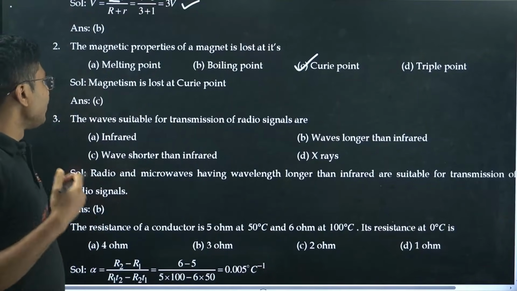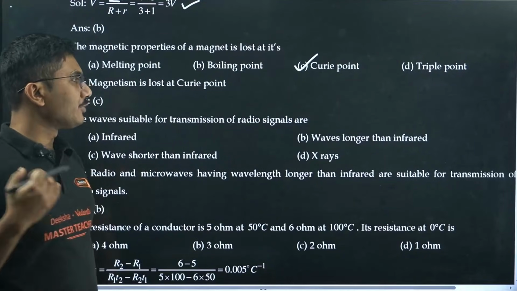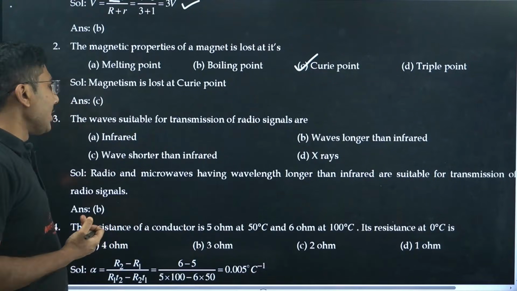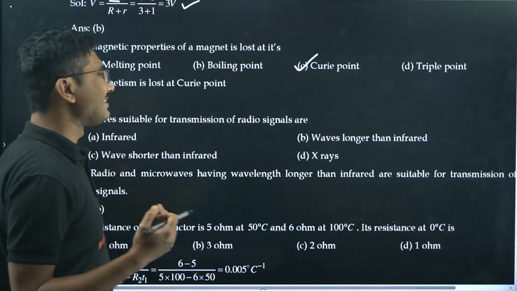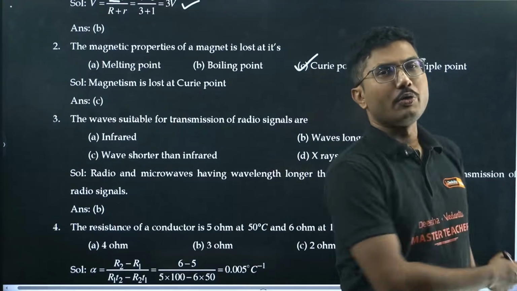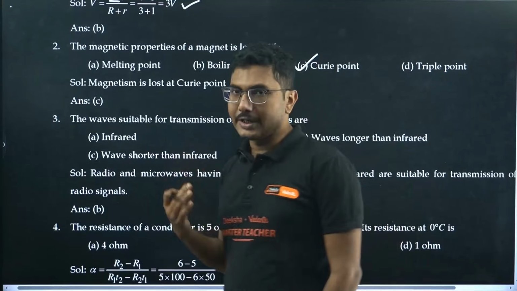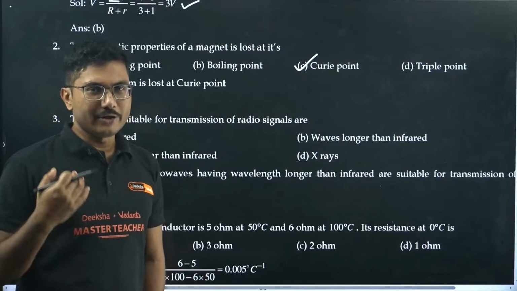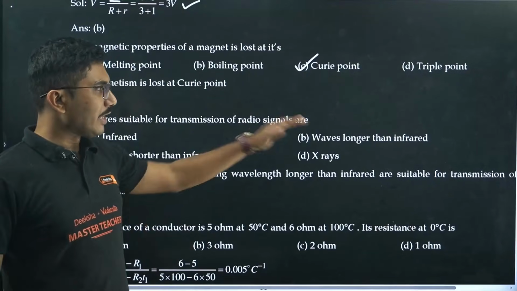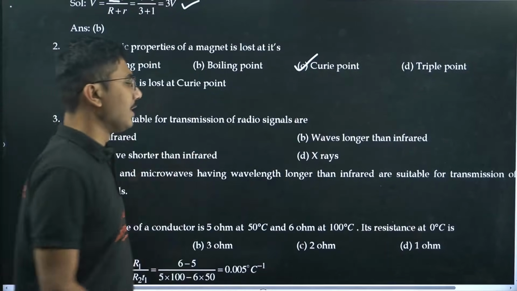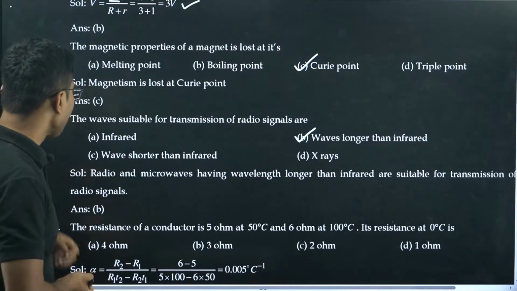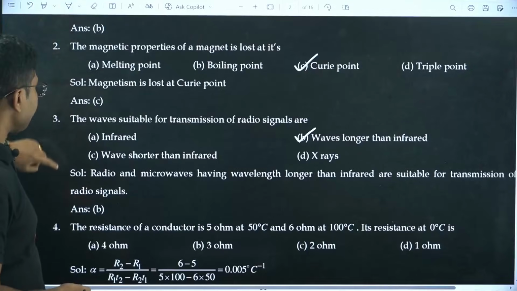Question 3: The waves suitable for transmission of radio signals are: infrared, waves longer than infrared, waves shorter than infrared, X-rays. To transmit radio signals, meaning FM radio or AM radio, the radio that we hear in our day-to-day life, we generally need a longer wavelength. That means waves which are longer than infrared. Exactly the same is given in the answer of this question.